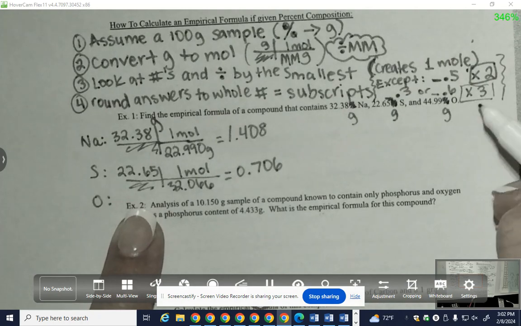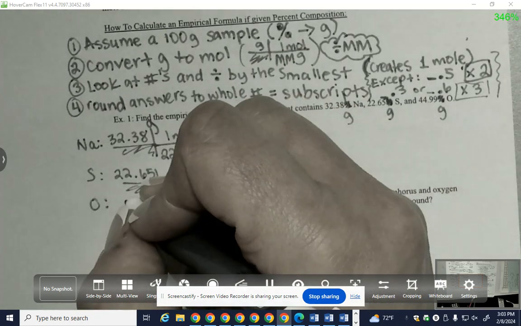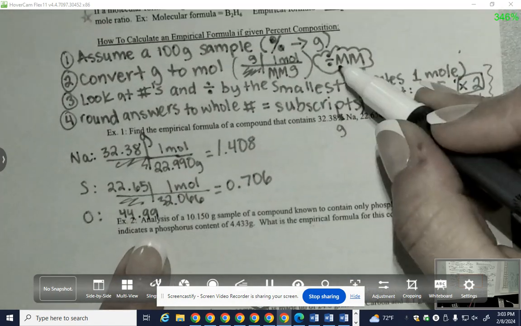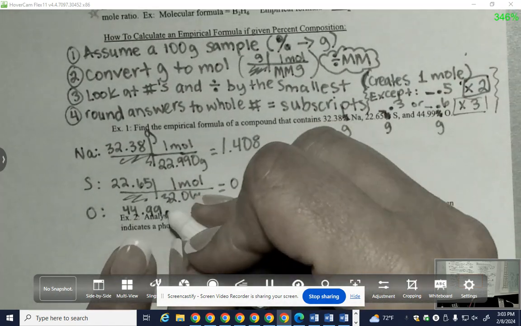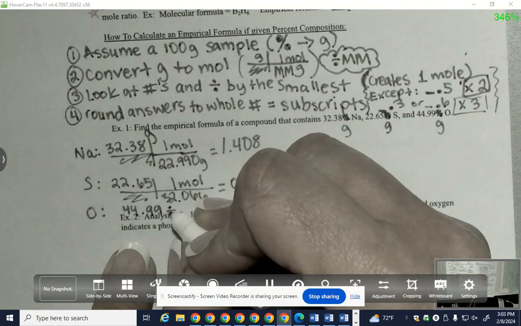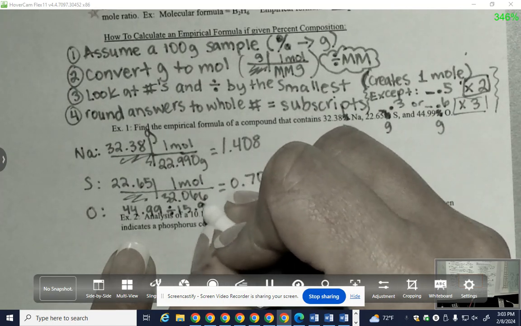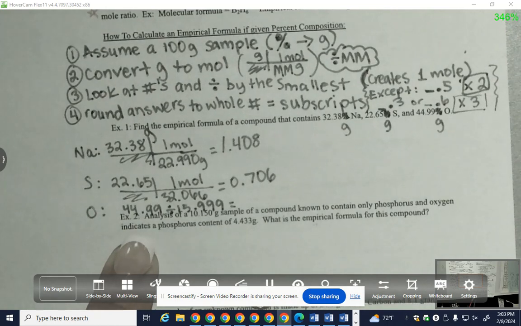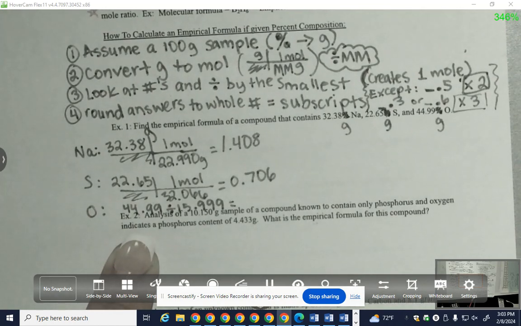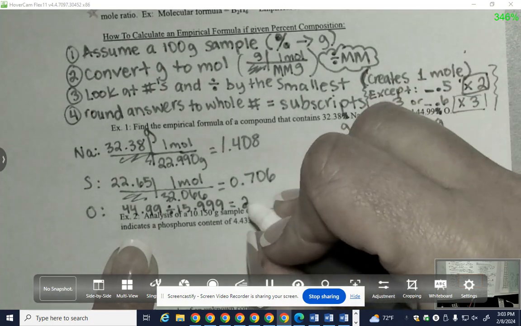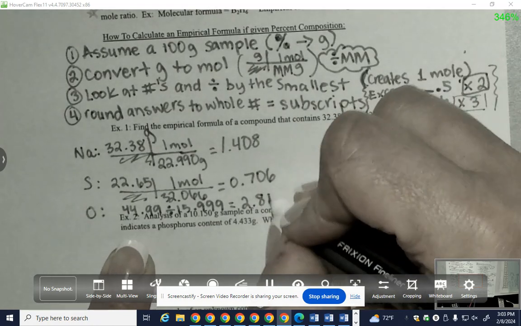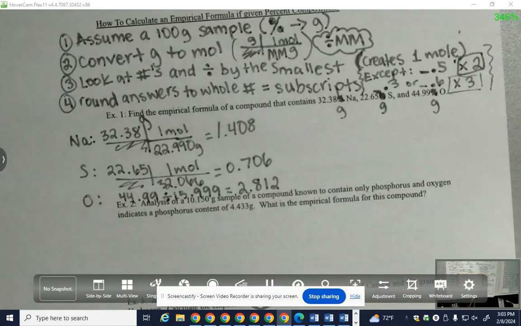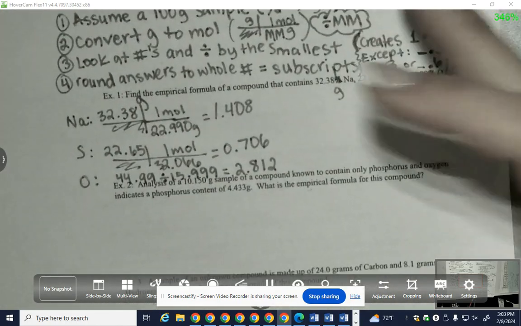For oxygen, I have 44.99. So I'm going to have 44.99, and I'm just going to use the simplified version, which is divide by the molar mass. So I'm going to say divided by 15.999. And I get 2.81. Okay? All right. Step 2 is done. That's probably the longest one.